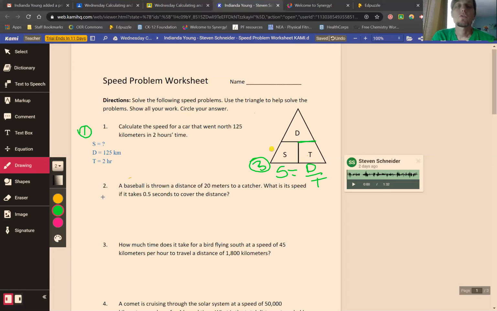All right, so now we're ready. We're just going to plug in. So speed, again, we don't know, so I'm just going to write S, and that's going to be equal to D over T. So D, the way you write it, is 125 km over T, 2 HR. All right, that's all. So what I'm going to do here, I don't have an online calculator, although it wouldn't be hard. I'm going to come to my phone.